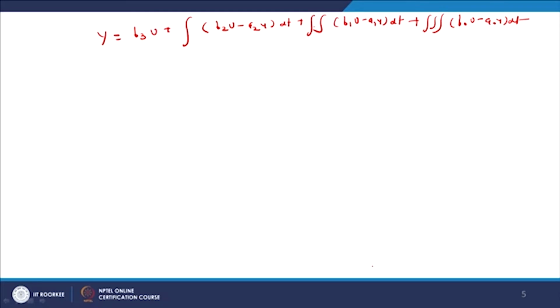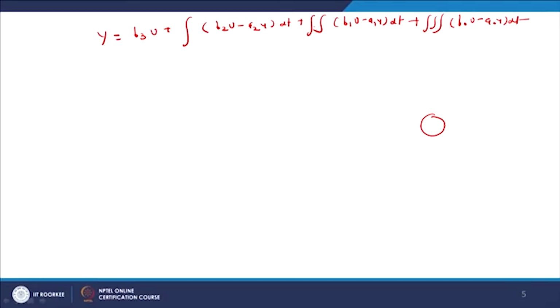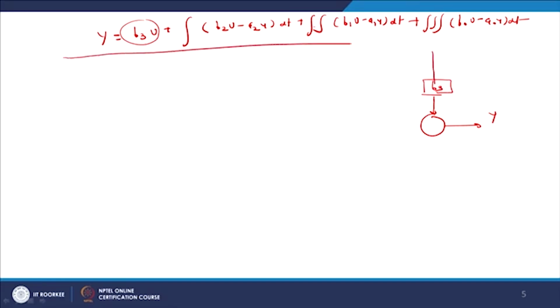So, prior to this, from this equation we try to develop a block diagram, or we can say Simulink diagram. So, we start with this. So, here I can show this is y. Now, this y equals b3 into u. I will take this as b3, and now this is u. So, I am writing this u complete like this. So, y equals b3 into u.